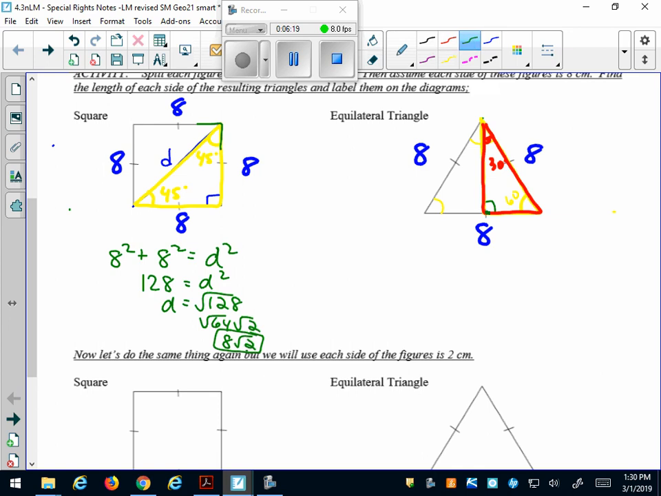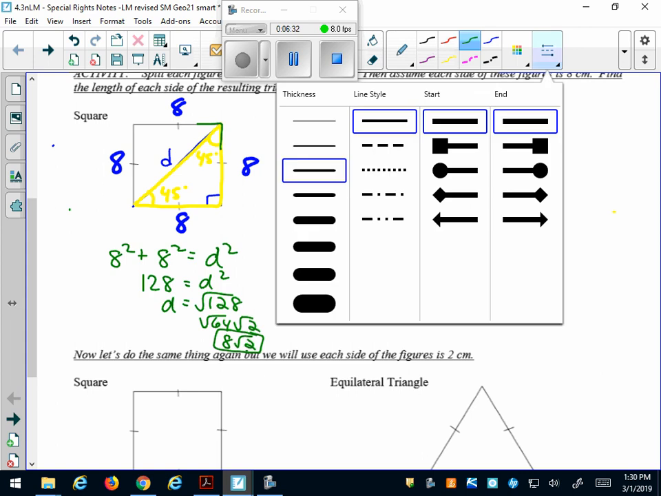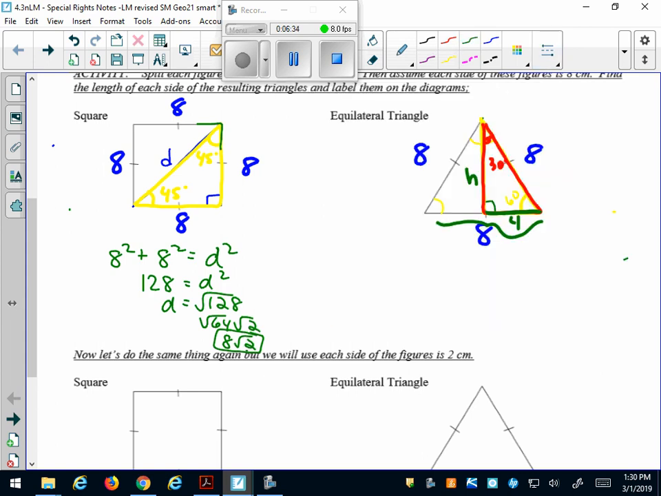How long is this side right here? 4, because we split this triangle in half. The whole side was 8. This has to be 4. Okay, I'm going to label this H as if it's the height of this original equilateral triangle. I'd like you to again use Pythagorean theorem. Solve for H. And again, leave it in a simplified radical form.